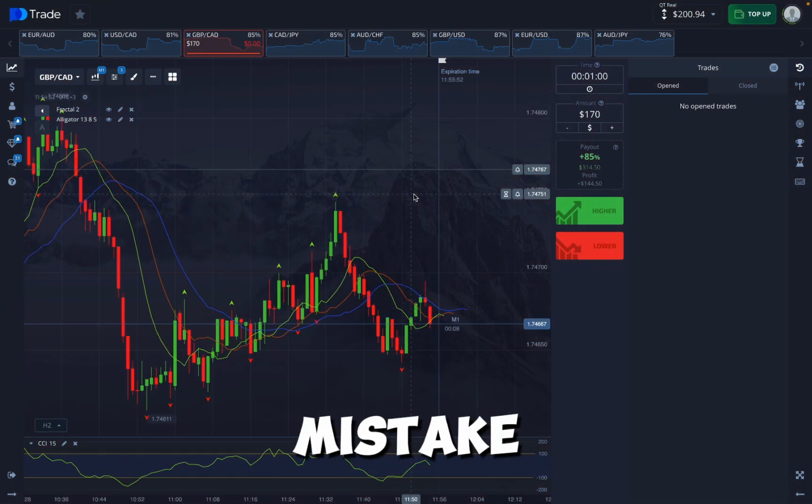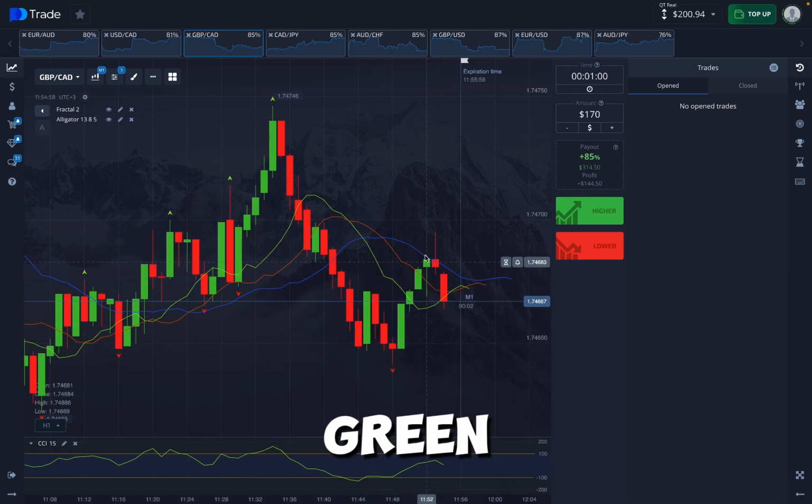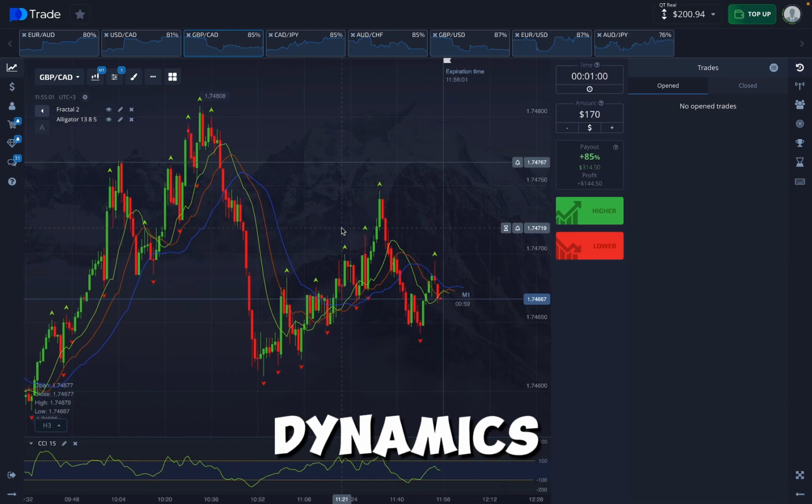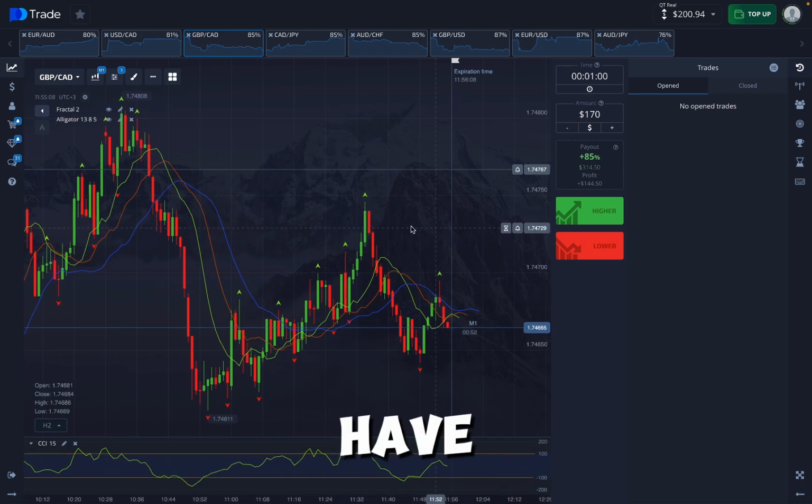Still, I made a little mistake here. Most likely a pullback. In these 4 green candlesticks I have ended, and further dynamics of movement I again followed down the actual direction of the trend. Perhaps here I have a reversal.